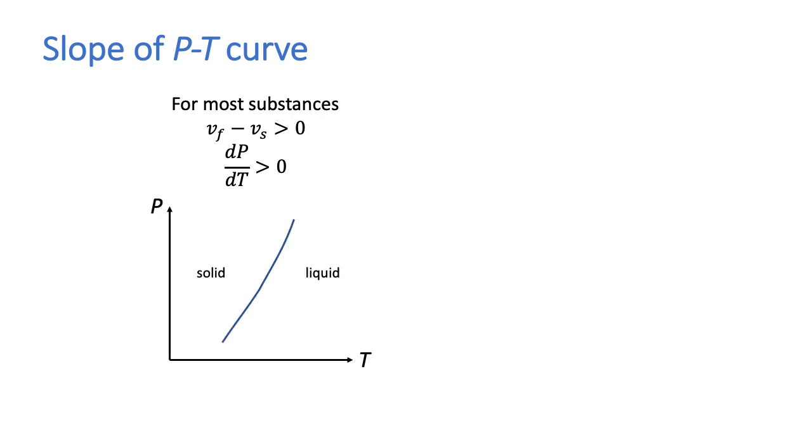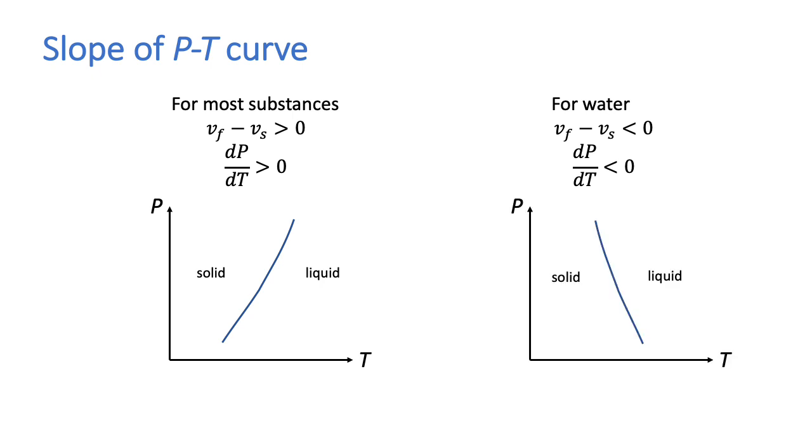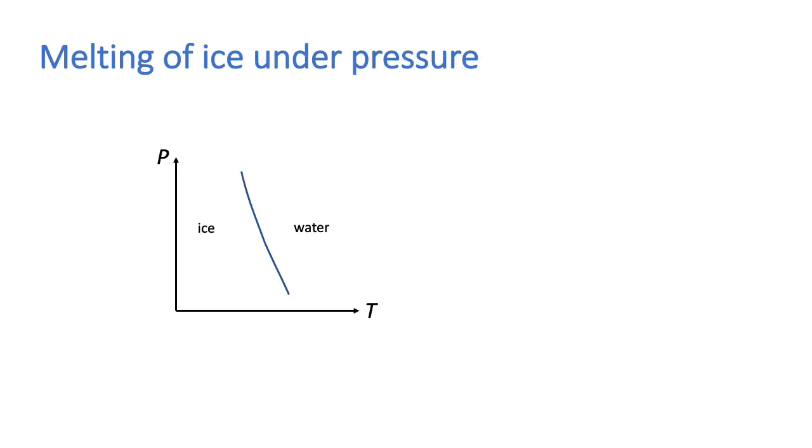So, if for most substances v_f minus v_s is greater than 0, that means that dP/dT is greater than 0. If we draw the PT diagram, the equilibrium line for the solid and the liquid has a positive slope. For water, however, it is different because v_f minus v_s is less than 0, so dP/dT is negative. The equilibrium line between the solid and the liquid on a PT diagram, therefore, has a negative slope. The negative slope of the equilibrium curve between ice and water has interesting consequences.